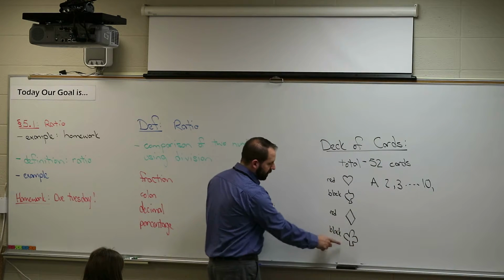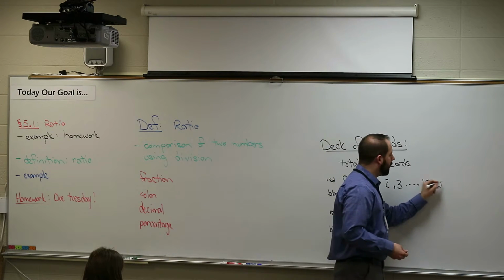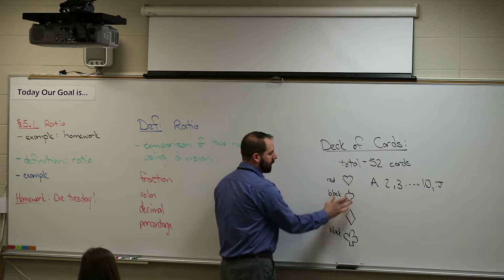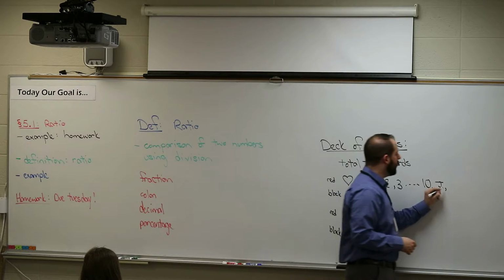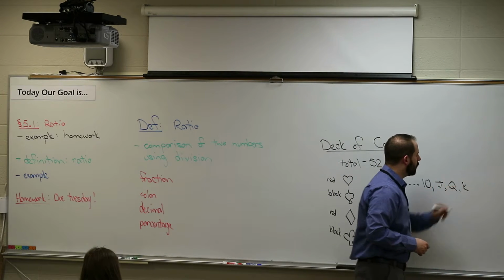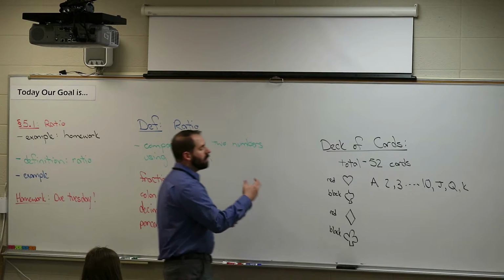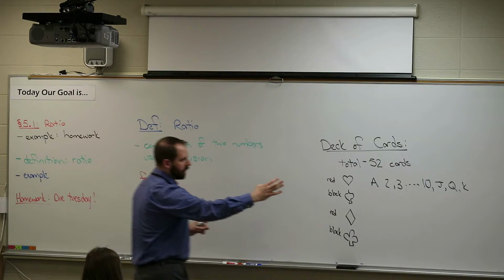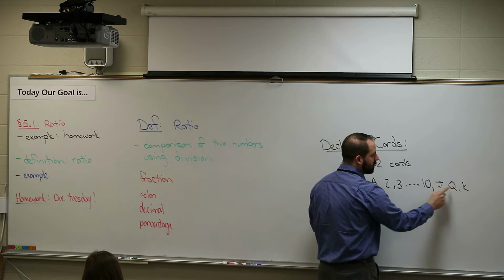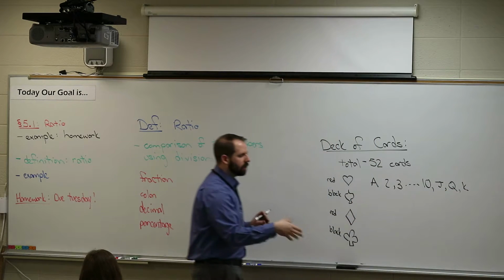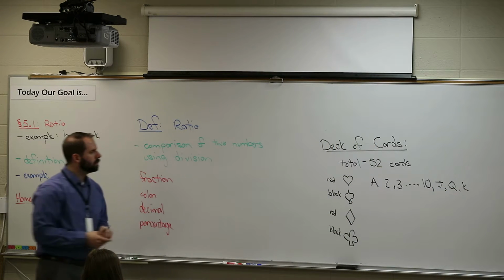Each of those cards have these 4. You have a jack of each of these, so hearts, spades, diamonds, and clubs. You have the queen and the king. So that's why there's 52. There's literally 13 cards there, 1 through 10, 11, 12, and 13. And if you take 13 times 4, there's a total of 52 cards.